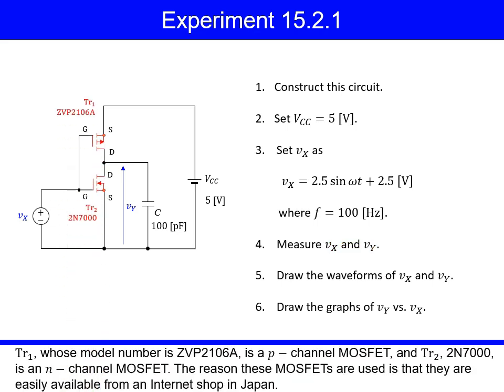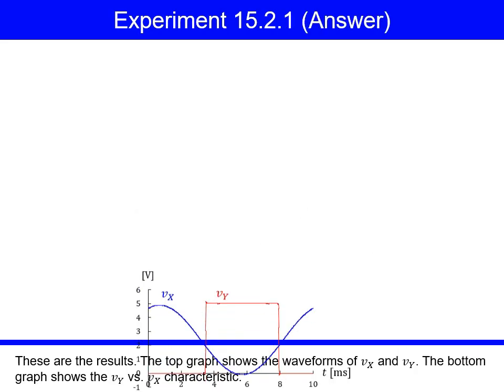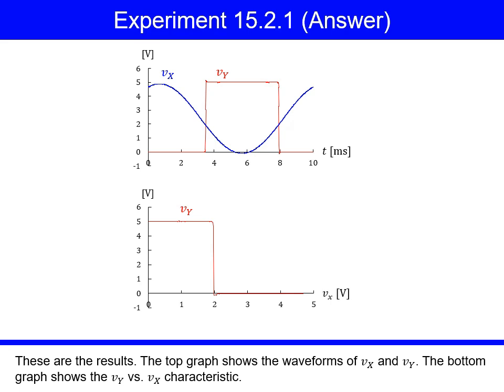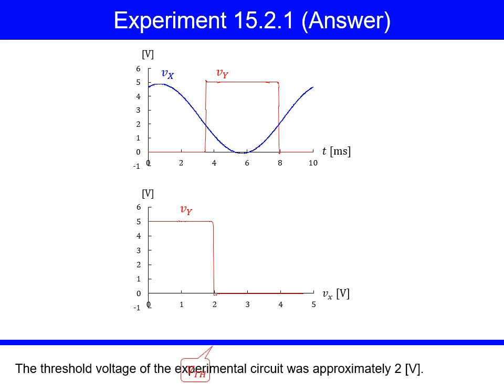TR1, whose model number is ZVP2106A, is a P-channel MOSFET, and TR2, 2N7000, is an N-channel MOSFET. The reason these MOSFETs are used is that they are easily available from an internet shop in Japan. These are the results. The top graph shows the waveforms of Vx and Vy. The bottom graph shows the Vy versus Vx characteristic. The threshold voltage of the experimental circuit was approximately 2 volts.